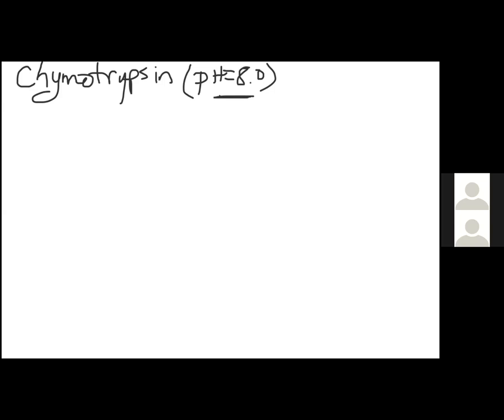Chymotrypsin recognizes phenylalanine, tyrosine, and also tryptophan residues. So the number that I'm going to calculate in this one is the number of phenylalanine, tryptophan, and tyrosine residues per this protein. And I'm just going to use a generic protein here. I'll just call it protein A.